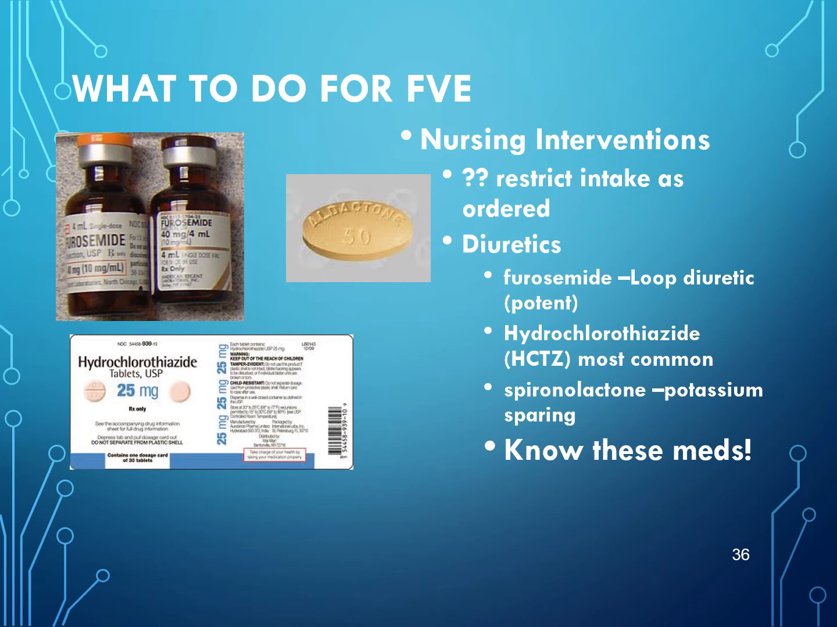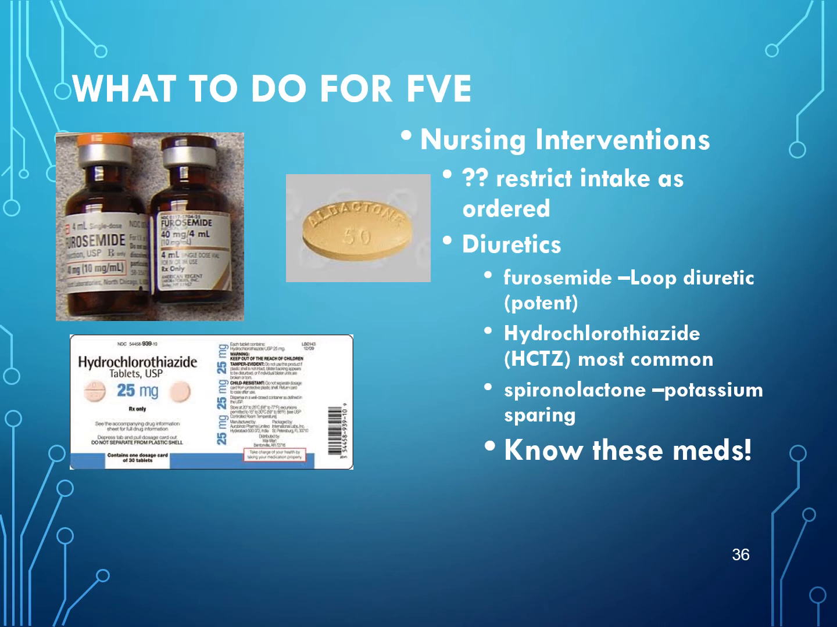So the first medication that we have is going to be our furosemide. It's a loop diuretic. It's very, very potent. It can be given IV or PO, and it works very quickly. And it does not conserve potassium, so potassium is lost in the urine. Then we have our hydrochlorothiazide, which is our most common. It's given PO a lot of times, and its potassium, again, is lost in the urine.